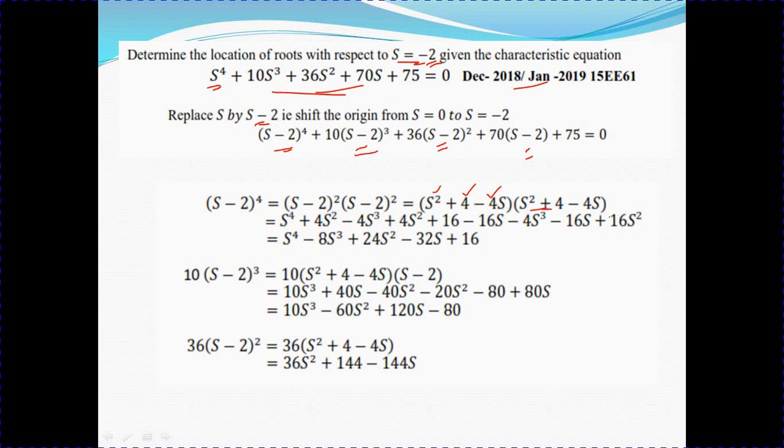Now we need to simplify it. So if we are going to simplify, we are going to get this polynomial in s. For the first term, that is just (s minus 2) to the power 4. Similarly, now take the second term and simplify it.